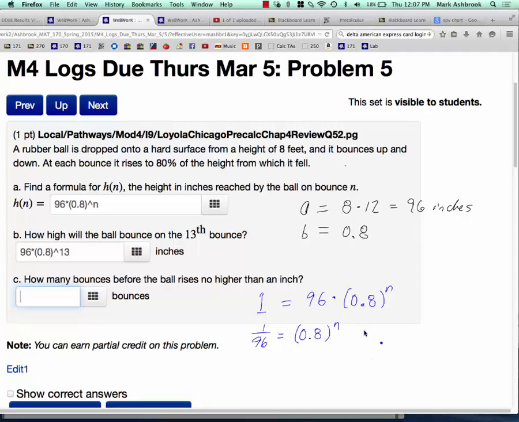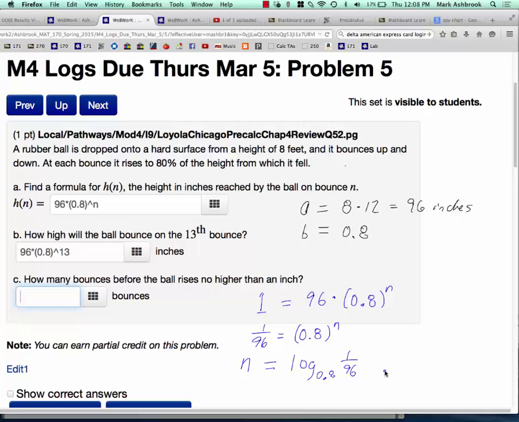Okay, so what is n? N is the exponent of. I'm really hoping that you're coming to situations like this in these problems, and now you're applying this new knowledge you have about solving for exponents. Say it out loud. N is the exponent of 0.8 that gives 1/96. So we can write it. N is, exponents are logs. See, you can just read it left to right. N is the exponent of 0.8 that gives 1/96th.